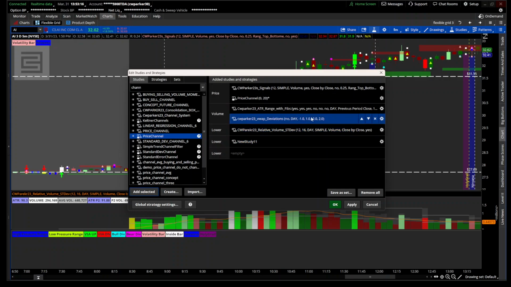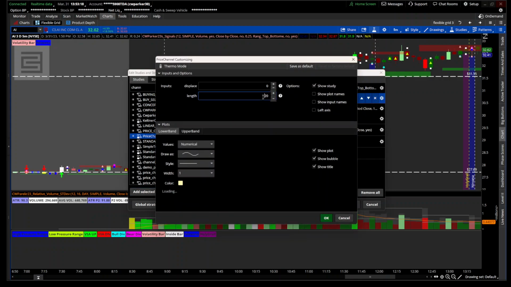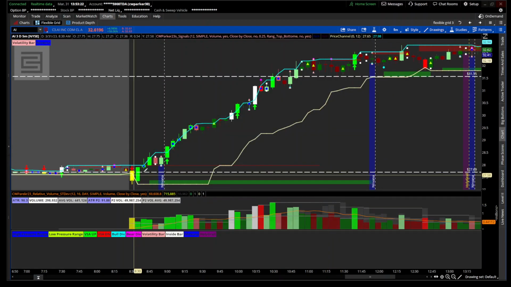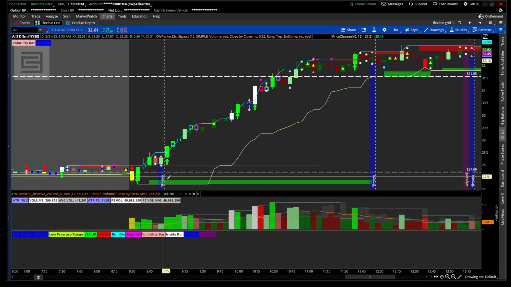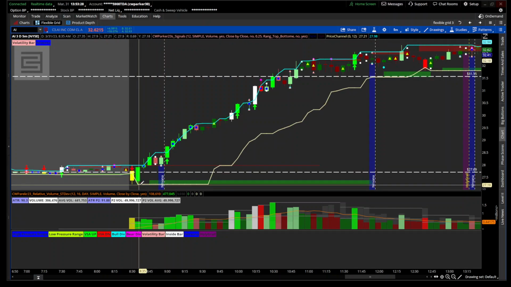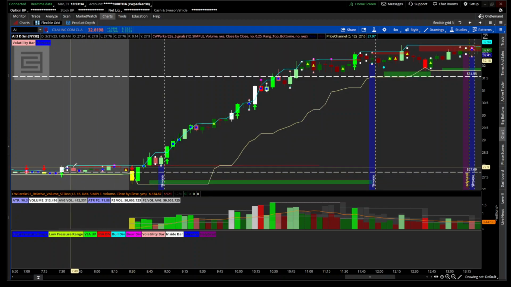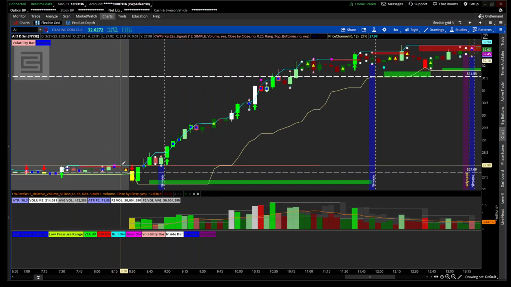I think, yeah, I have to set it to 12. So if I set this at 12, you can actually see some of the areas where this found support and resistance. If you look right here, you don't have any downward momentum anymore, and that's what gave you a support area. You see right here, this high held for the last 12 bars, and that's what gave you your resistance area right here.